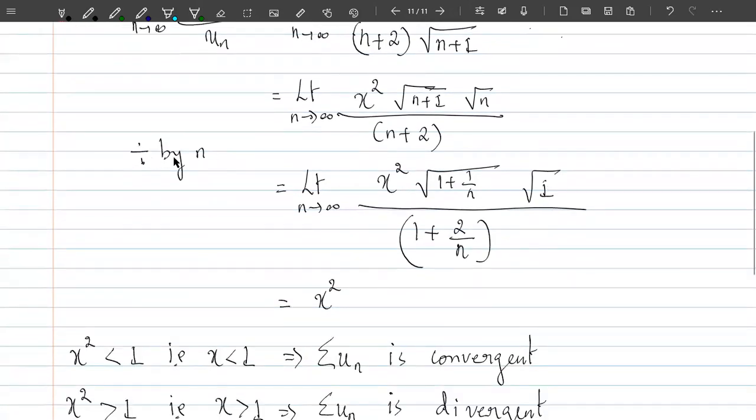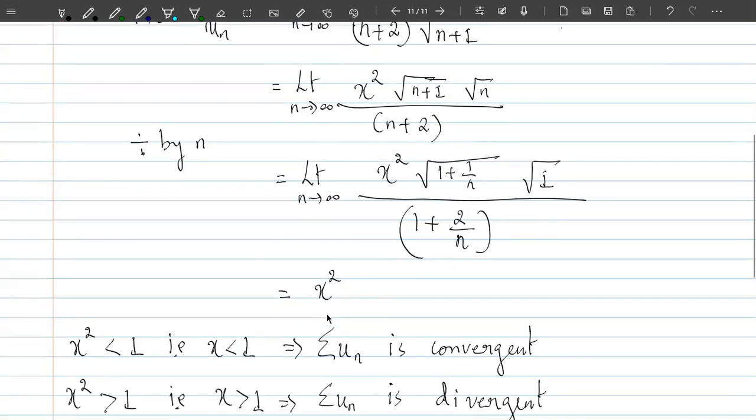Now, by dividing both numerator and denominator by n, in the denominator I get 1 plus 2 by n. Here this x square will remain. Please note you are dividing by n, that is nothing but dividing by root n and root n over here. So I get root of (1 plus 1 by n) and here I get root n divided by root n which is equal to root 1. So after solving, as n tends to infinity, this term becomes 1. This term also becomes 1. So the value of this limit is equal to x square.